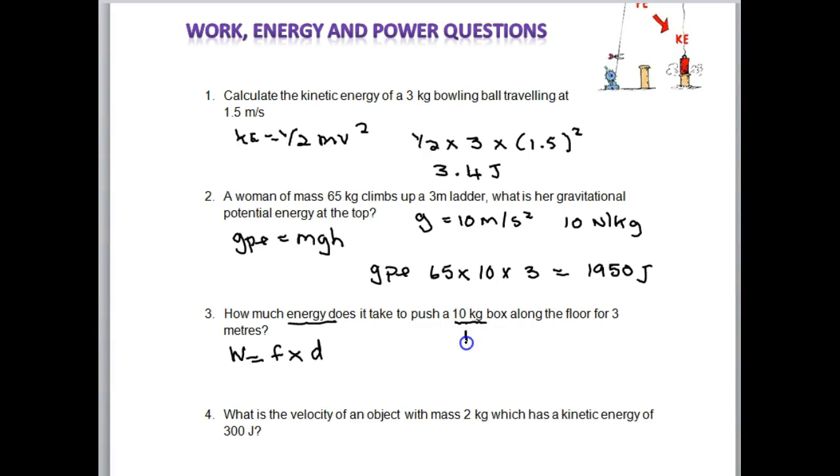The force due to gravity is the weight, which is the mass times 10, as we said before. And so to find the total work done, or total energy transferred, we need to multiply the 10 kilograms mass by the 10 newtons per kilogram times 3 meters. And so this gives us a resultant energy transferred or work done of 300 joules.